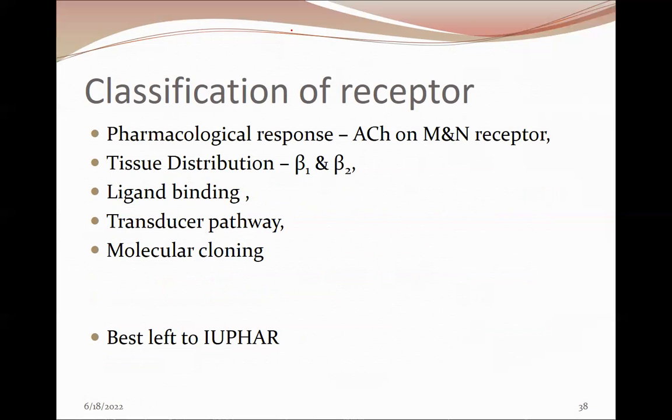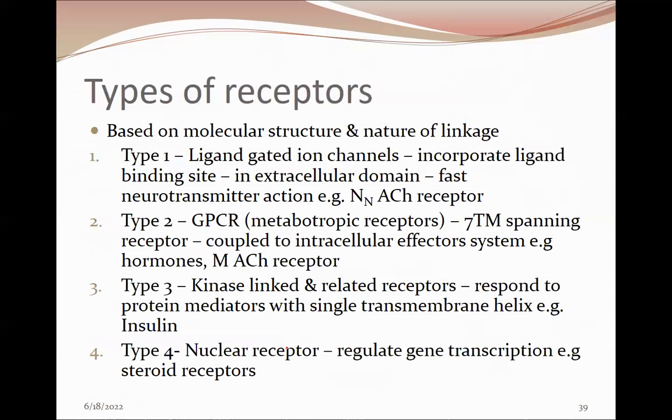And now we come to the receptor classification. The classification of receptors is based upon their pharmacological action, as is done with acetylcholine receptors as muscarinic and nicotinic receptors. It could be due to tissue distribution, as is beta 1, beta 2, to the ligand binding domain, to the transducer pathway, the molecular cloning. So there are various mechanisms by which these receptors can be classified, but it is best left to IUPHAR, who is the international body for classification of receptors, the nomenclature of receptors.